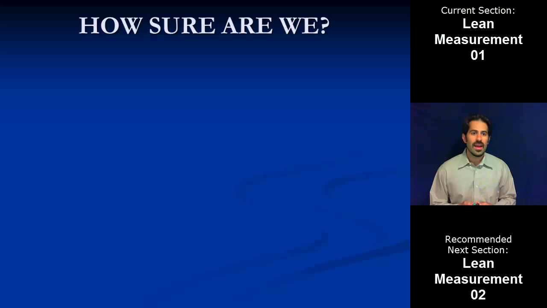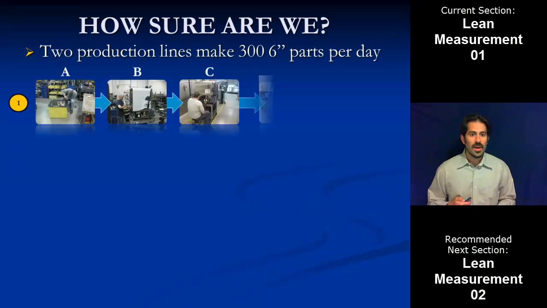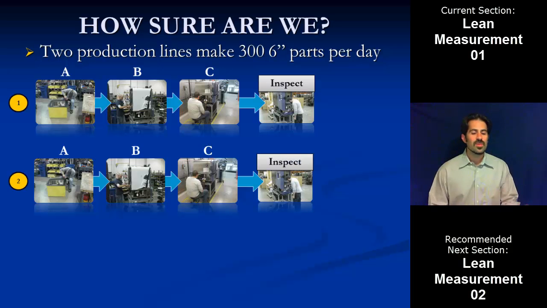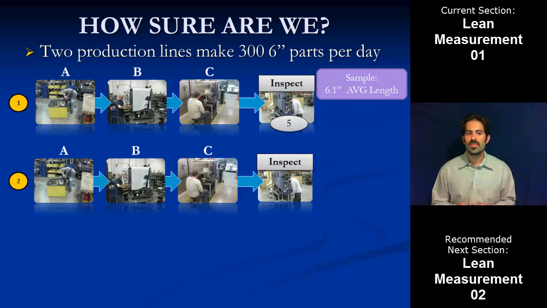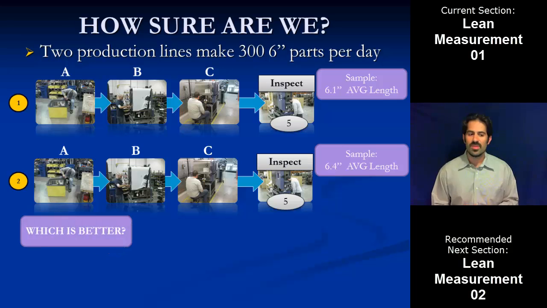Moving on from that, what we're going to talk about next is the idea of confidence intervals, and really that's represented with the question of how sure are we. If we had two separate production lines and each one made, in this example, 300 6-inch parts per day, and we're trying to find out if one of them is better than the other, we can collect some data on it. Say we take a random sample of 5 parts off the end of line 1, and the average length is 6.1 inches. We take the same 5-part sample off line 2, and now it's 6.4 inches.